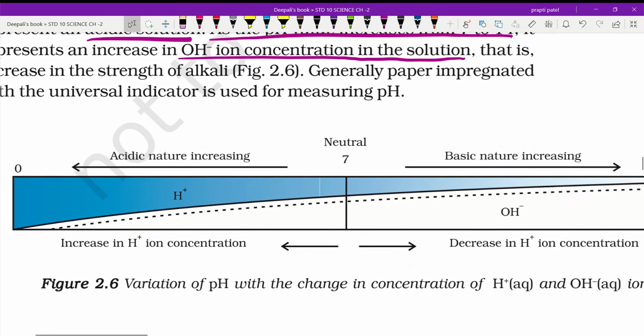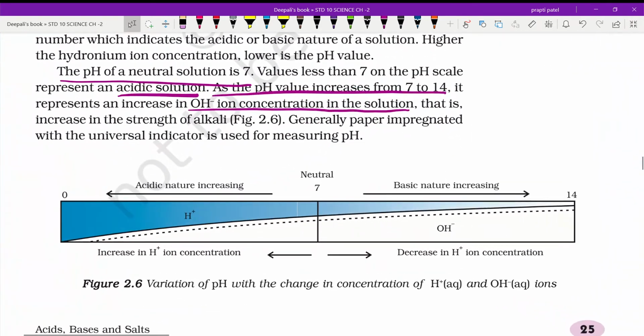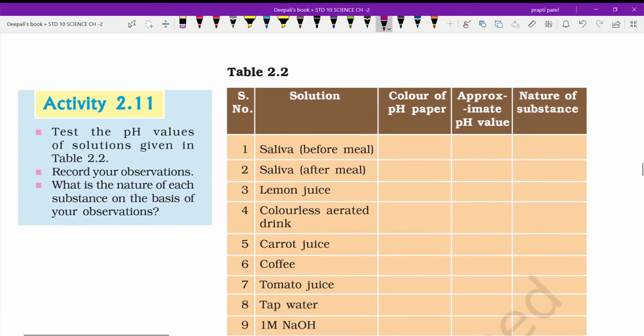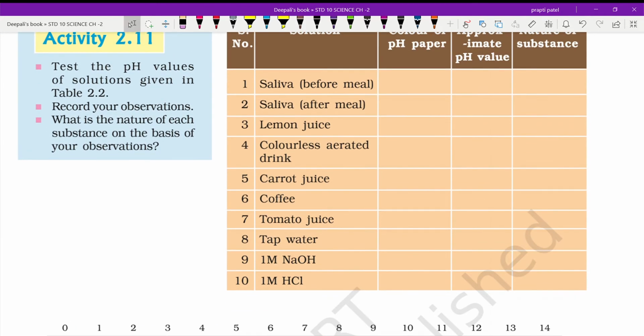You can see the pH scale here, where the neutral point is at 7. From 0 to 7, the acidic nature increases as you go from 7 towards 0. And as you go from 7 towards 14, the basic nature increases. So we can in general say that pH is a scale for measuring hydrogen ion concentration in the solution, and the pH scale ranges from 0 to 14.